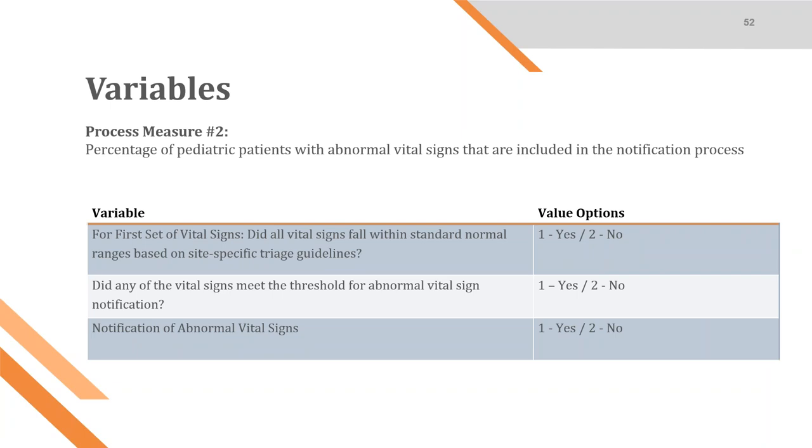For process measure number 2, which relates to the percentage of kids with abnormal vital signs that are included in your notification process to the care team, we simply want to know, did all the vital signs fall within standard normal range based on your guidelines, yes or no? Did any of those vital signs meet the threshold for abnormal vital sign notification? So did any of them meet your site's criteria for notification? And then if they did, did your site actually act upon that and initiate the notification process?